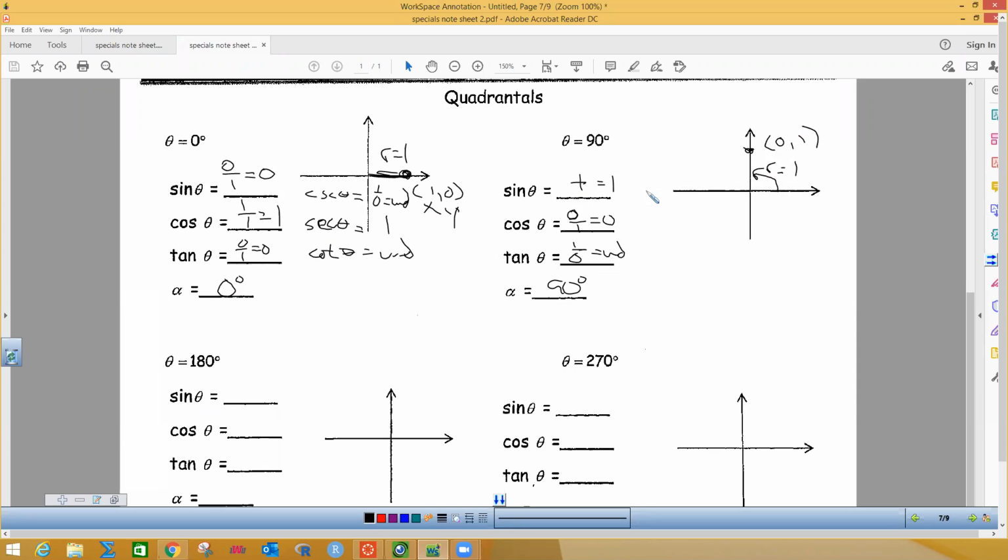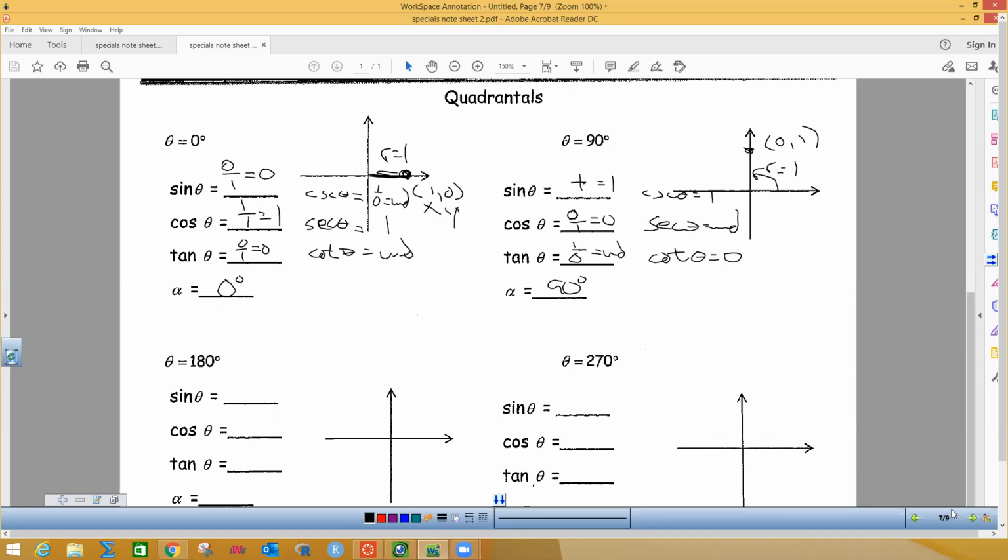And then you flip these upside down, so cosecant is going to be 1. Secant is going to be undefined. And then cotangent is going to be 0, because 0 is a reciprocal of undefined. You flip this upside down. So we'll see if you guys can finish these last two.